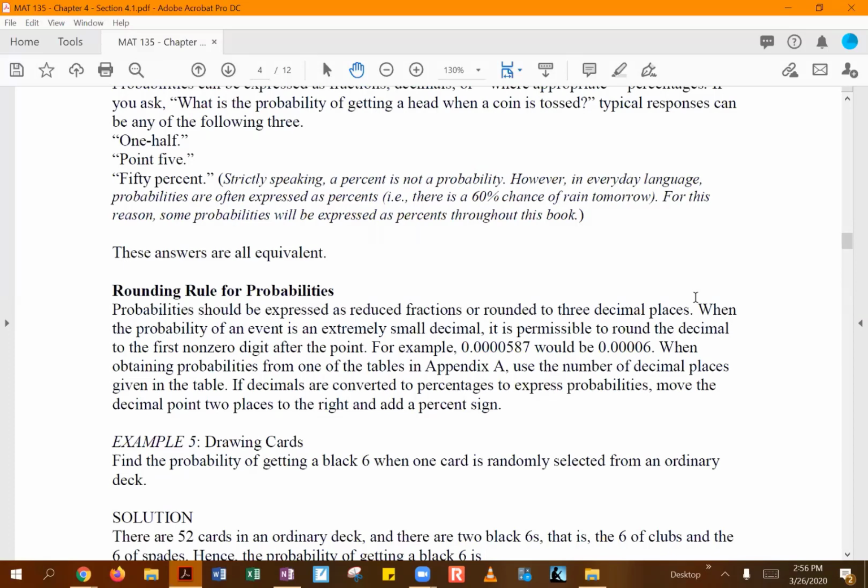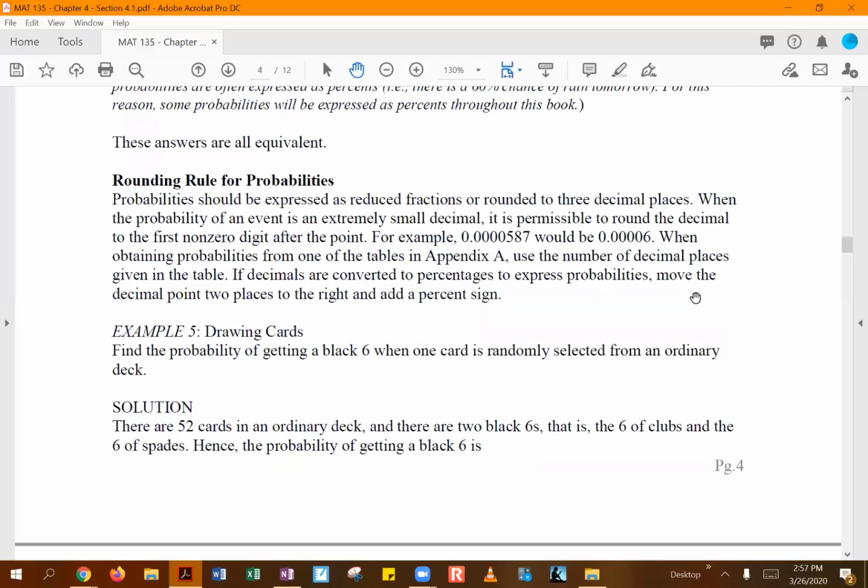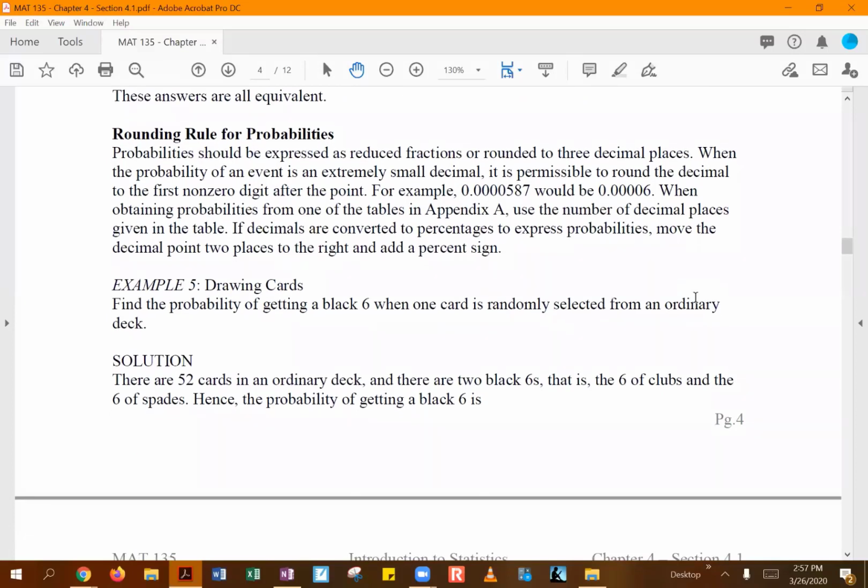If you don't have extremely small numbers, then you round it to 3 decimal places. But since our third decimal place in this case would be a 0, you're going to the first non-zero digit and rounding it to basically 0.00006, okay? They are saying when obtaining probabilities from one of the tables in Appendix 6, you will use the number of decimal places that's given in the table, okay? And if decimals are converted to percentages, then move your decimal 2 places to the right and add a % sign, so you should be comfortable doing that anyways, right?